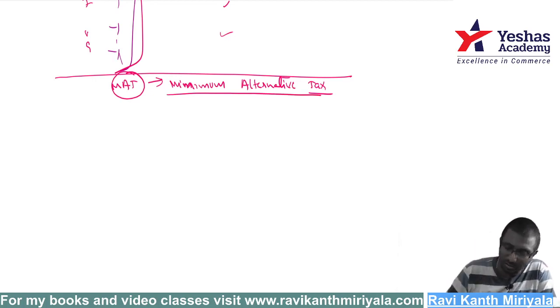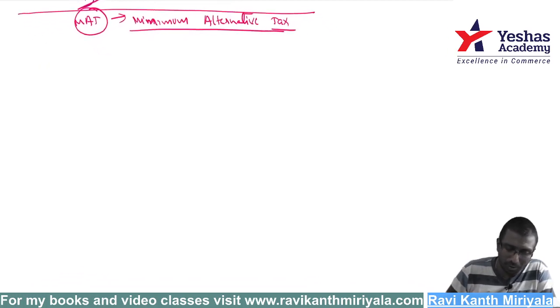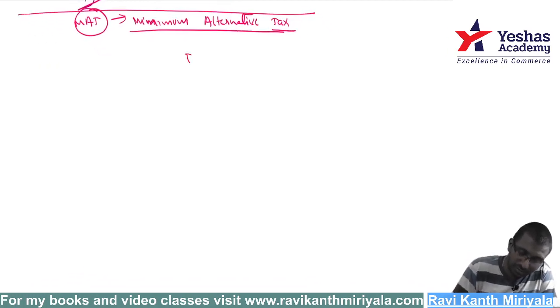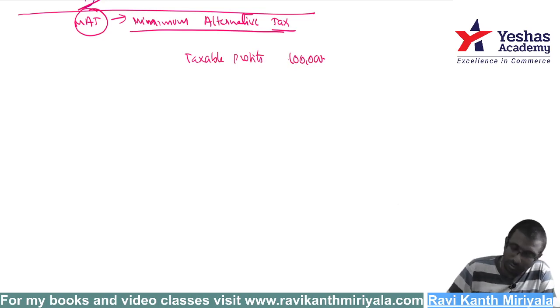Let's see what the income tax department does. I hope you must have studied it. First, they will check the taxable profit. Taxable profit is equal to 1 lakh. What is the tax rate? Let us say 30% is the tax rate.